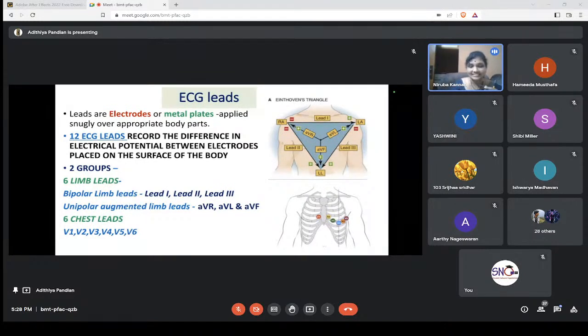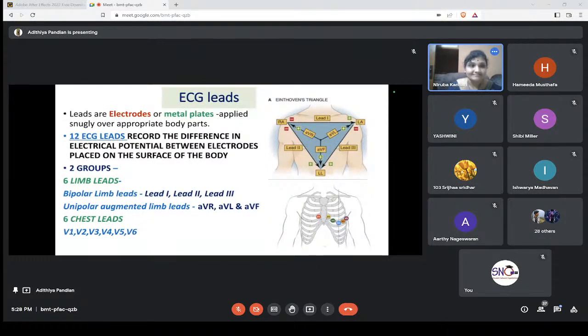And you have the chest leads, V1, V2, V3, V4, V5, and V6, which are placed in the respective positions, which you can all see, which is known. Why do you have so many leads? Why not only those 3 which were mentioned, lead 1, 2, and 3? You have 12 leads all over your heart. It's like the Big Boss house: your heart is watched all over by the cameras, from all directions.